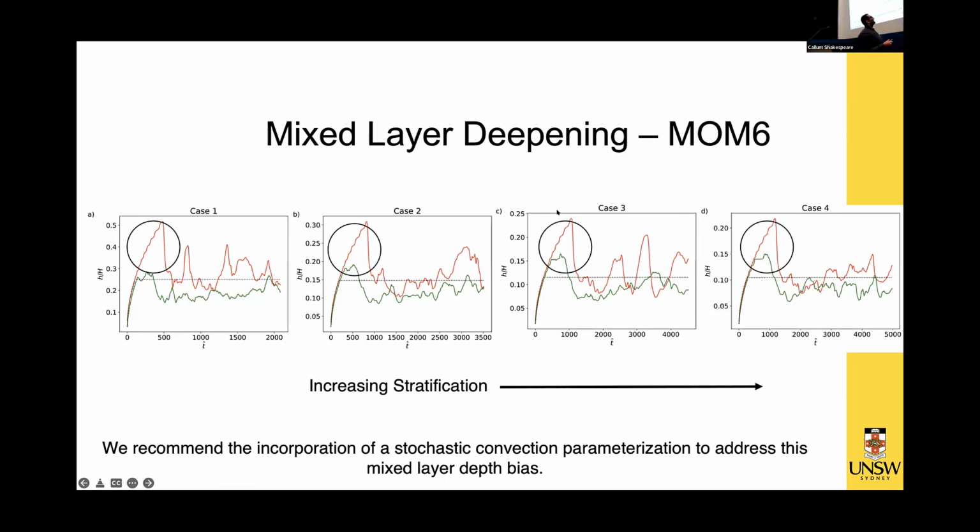Yes? What are the two here? Oh, yeah, sorry. Yeah, so red is KPP and green is energetic planetary boundary layer scheme.